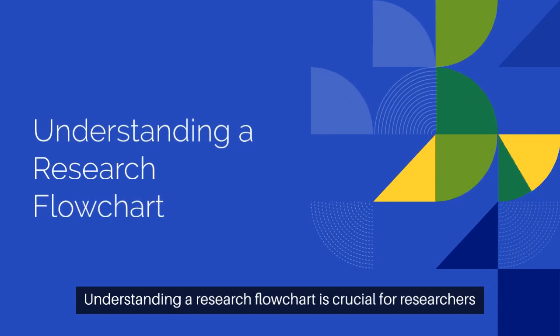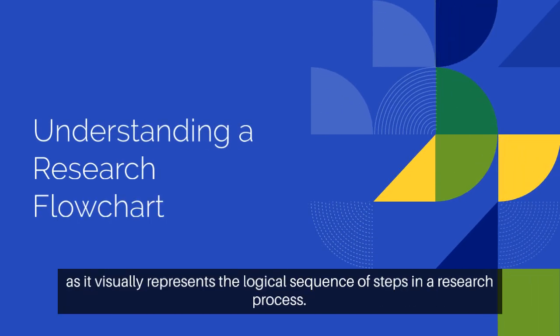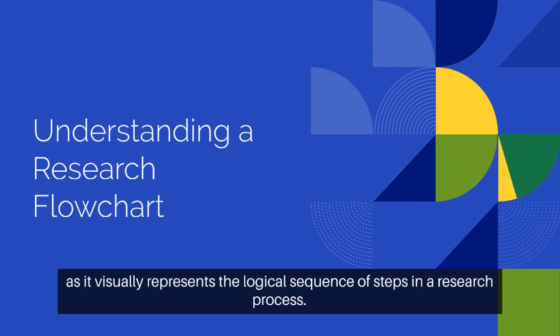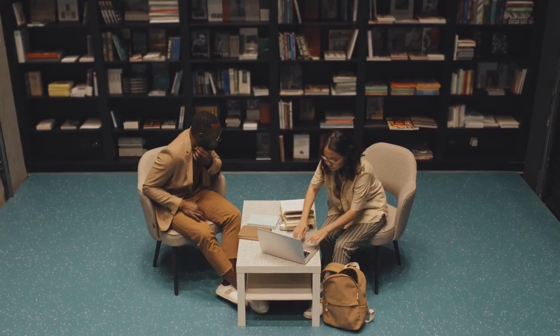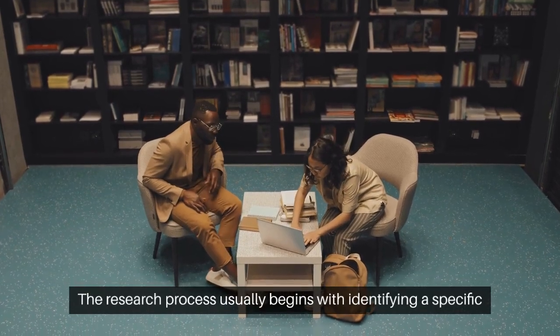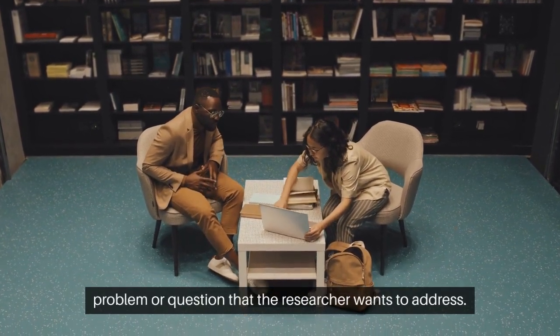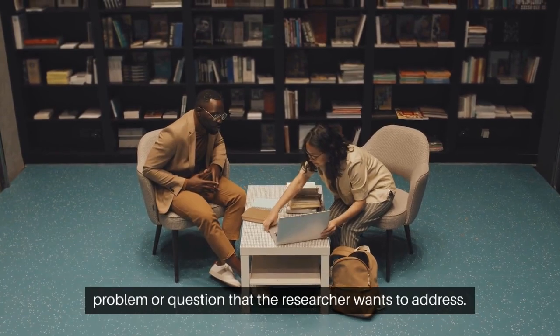Understanding a research flowchart is crucial for researchers, as it visually represents the logical sequence of steps in a research process. The research process usually begins with identifying a specific problem or question that the researcher wants to address.